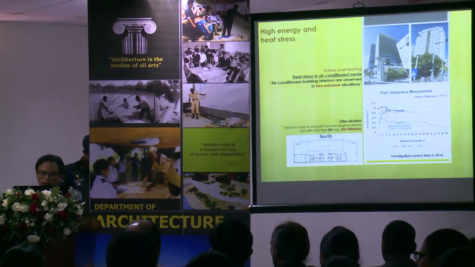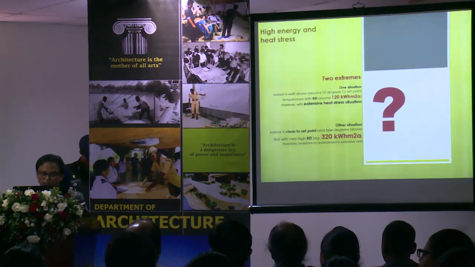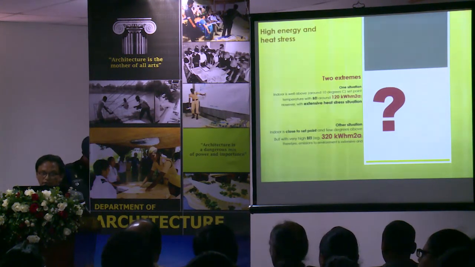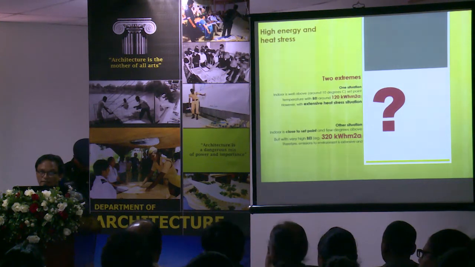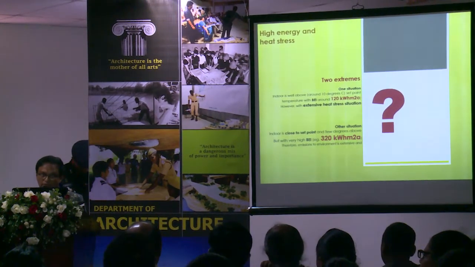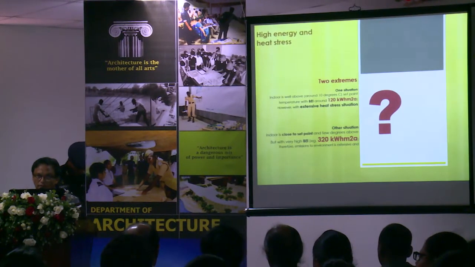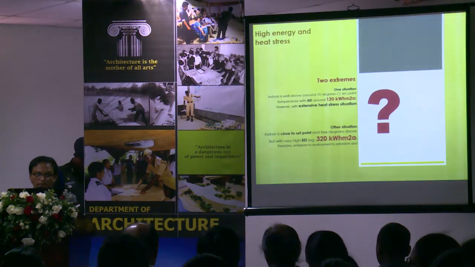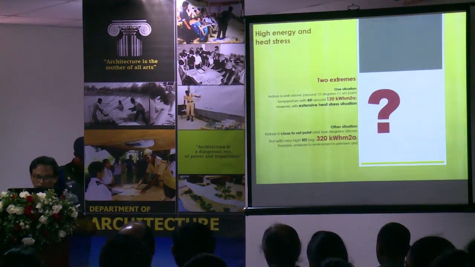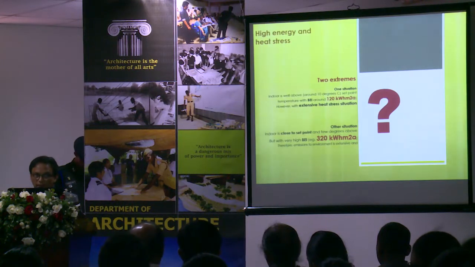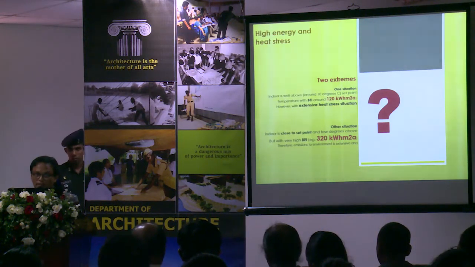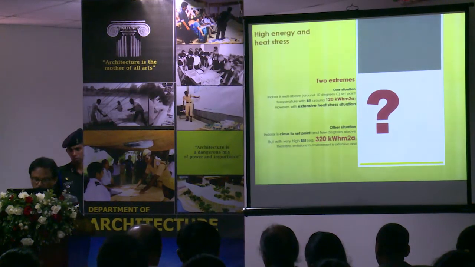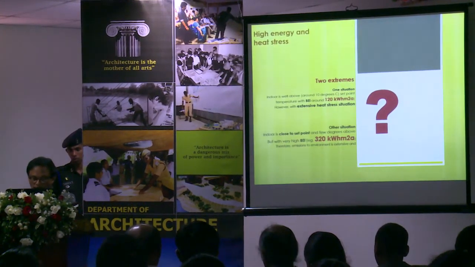So these are the two extremes. On one side, the internal temperature is very much higher than the set point temperature, but they hardly maintain their energy footprint, close to 120, but the heat stress component is extreme. In the other situation, the buildings manage to maintain the internal set temperature, but the energy footprint is extremely high, like 320 kilowatt hours per meter square. So both situations are not acceptable.